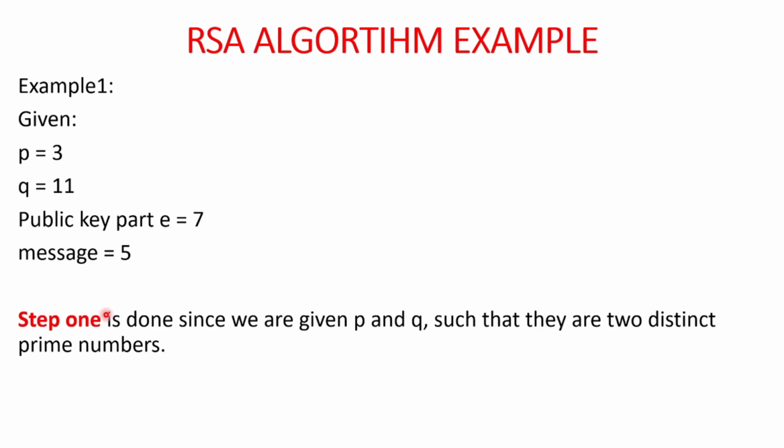So now we have to solve this. What is the first step? Step 1 is done. Since P and Q are already given in the problem, and they are distinct prime numbers. We know 3 and 11 are two distinct prime numbers.